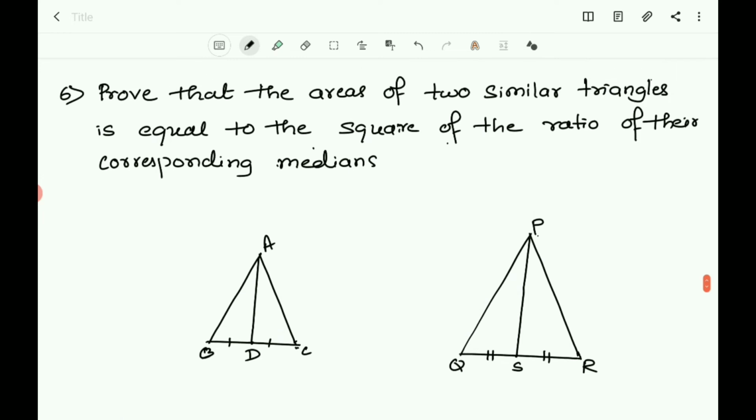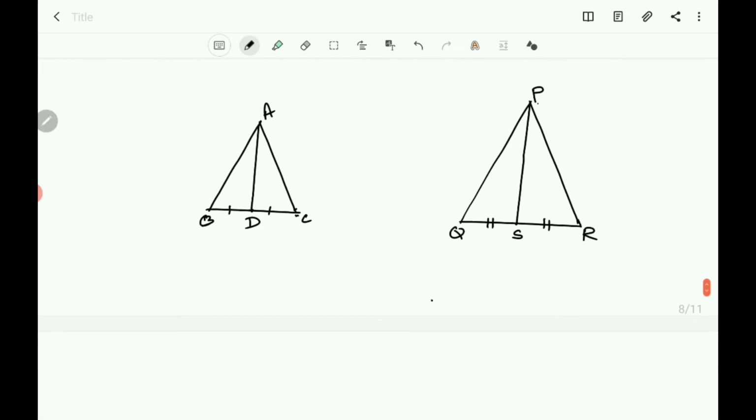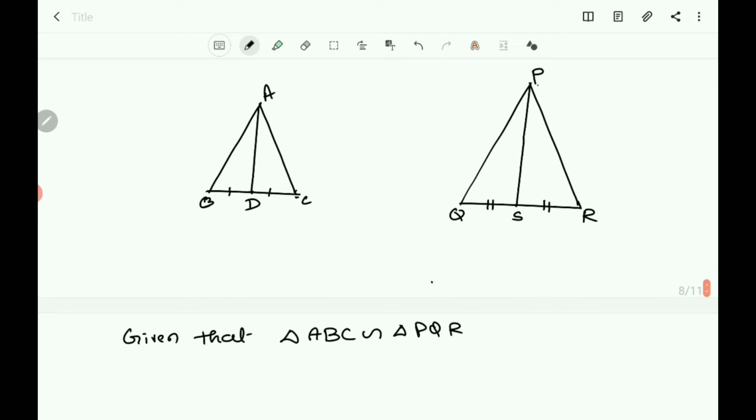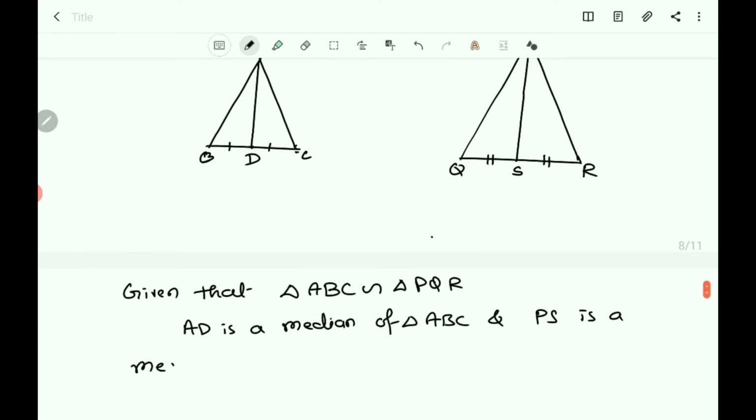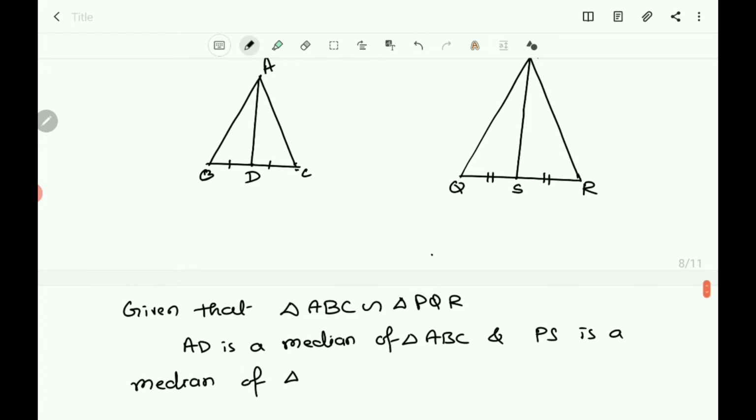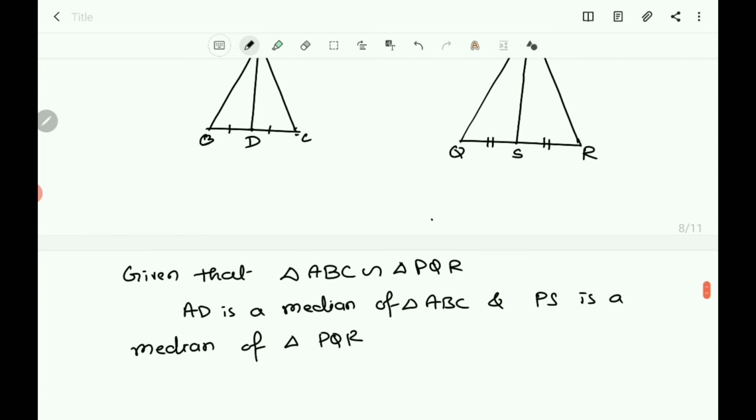So first you take what is given here. Given that triangle ABC is similar to triangle PQR, and AD is a median of triangle ABC and PS is a median of triangle PQR. Therefore you can have that here.